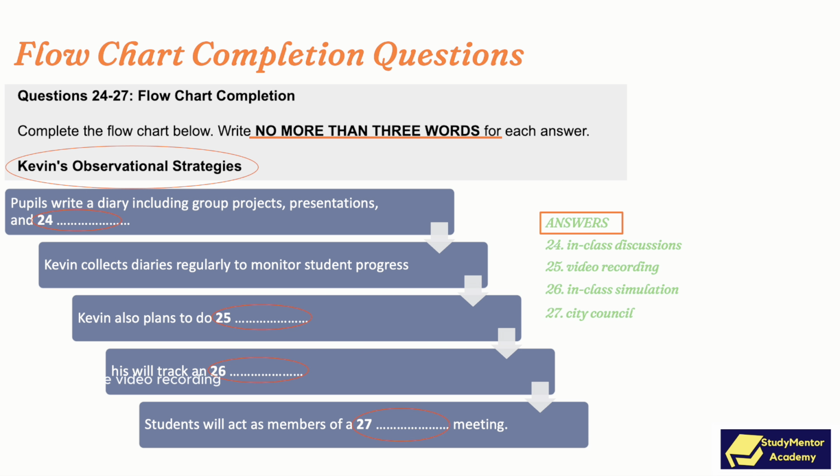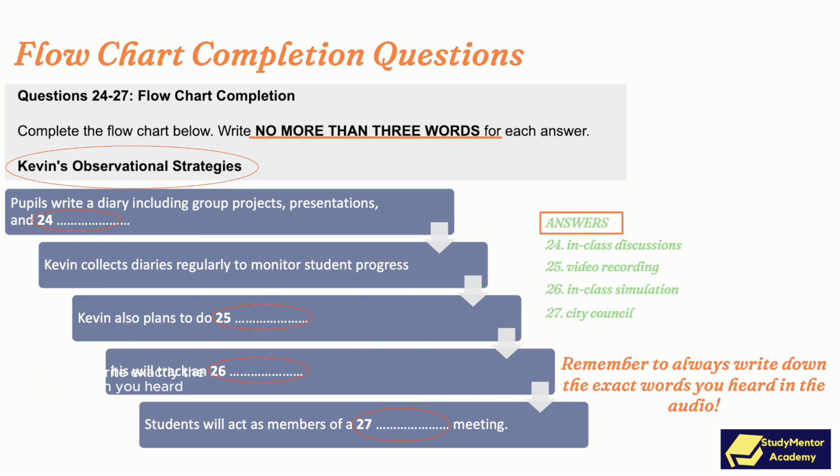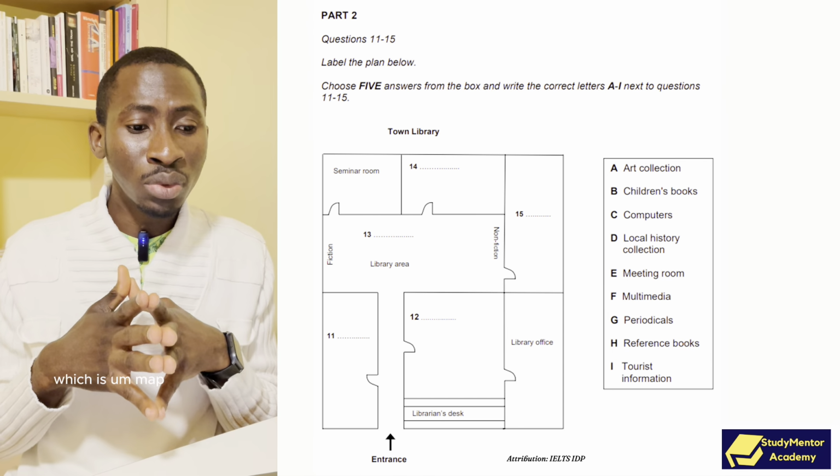Then we have video recording, 2 words. We have in-class simulation and we have city council. So these are the answers to this question. You have to write exactly what you heard. Do you understand? You have to write exactly the information you heard. This is how you can correctly get the right answer. Now let's move on to another example of this question type, which is map.